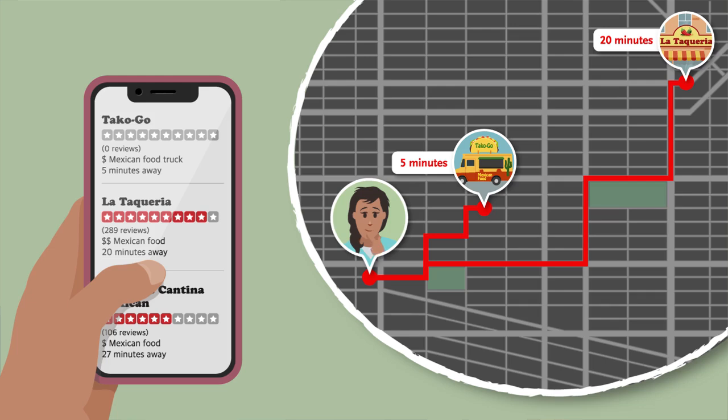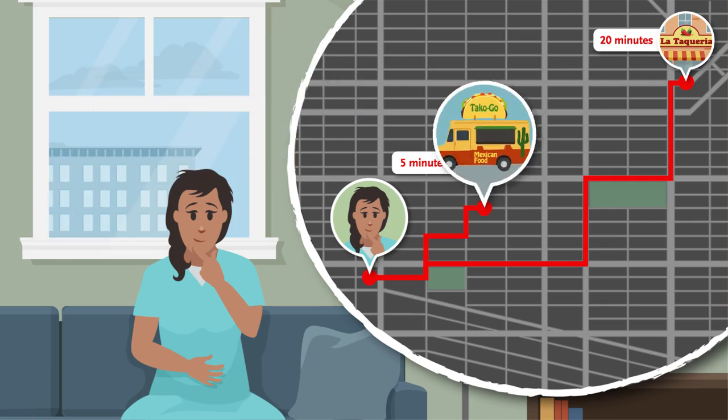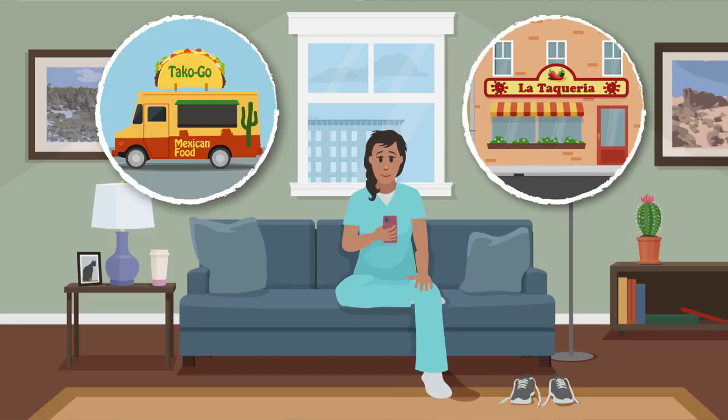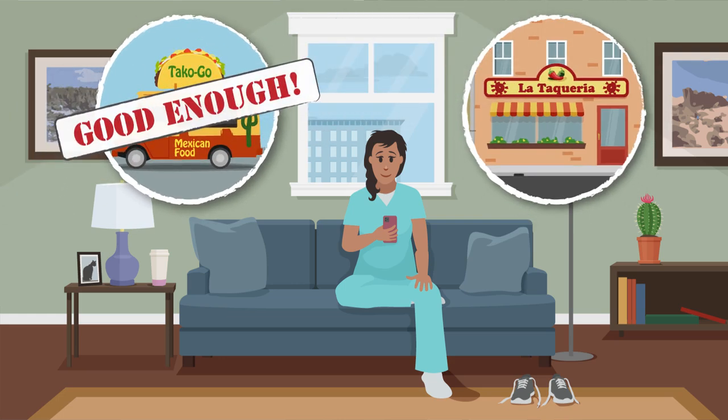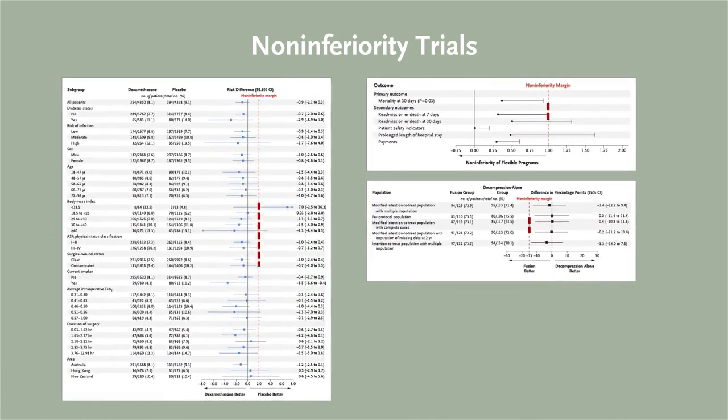You weigh your options, think about all the other stuff you have to get done, and settle on the nearby taco truck. It's probably not better than your longtime fave, but likely good enough for what you need. That scenario that you just went through, it's the basis of non-inferiority trials. You've been designing them and faithfully calculating acceptable non-inferiority margins your whole life.